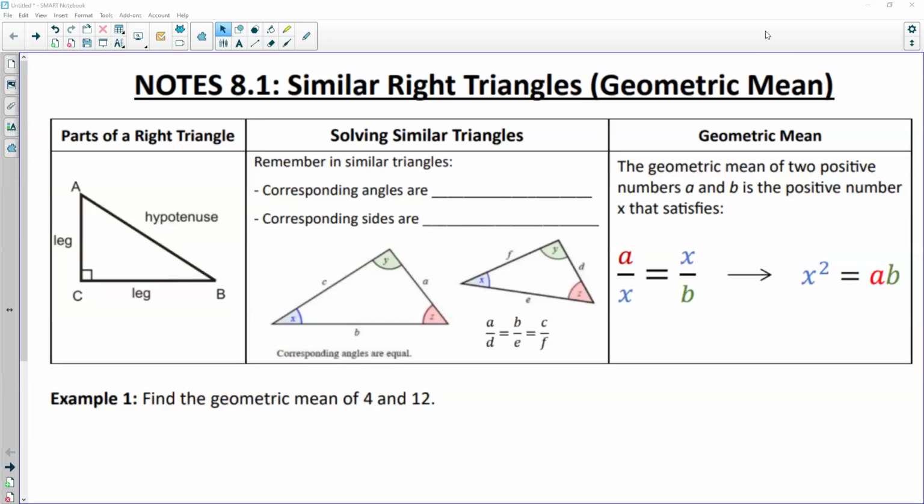All right, guys, so this video is going to cover notes 8.1. This will be going over similar right triangles, otherwise known as geometric mean. So before we start going into the notes, we just want to review some important concepts here.